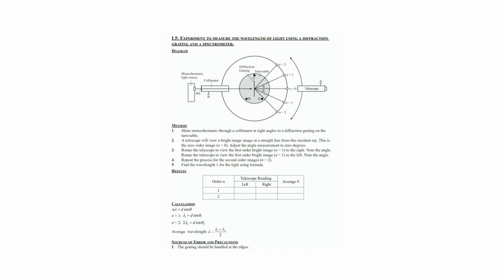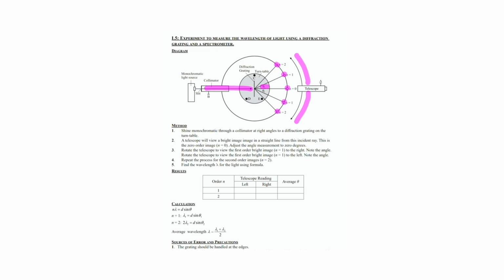You shine monochromatic light through a collimator onto a diffraction grating, which is on a turntable. The light passes through the diffraction grating and you get these bright images which are formed. You can view those bright images using your telescope, which you can rotate left and right. There's a vernier scale on the turntable that will allow you to measure the angles. For example, there we have angle θ1.